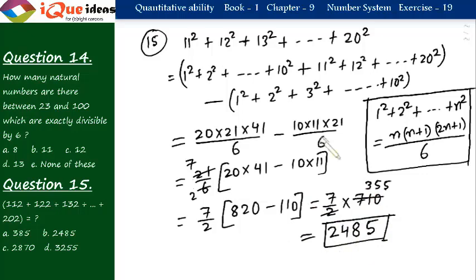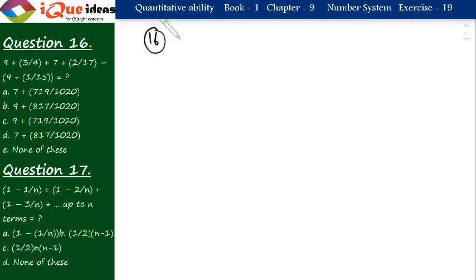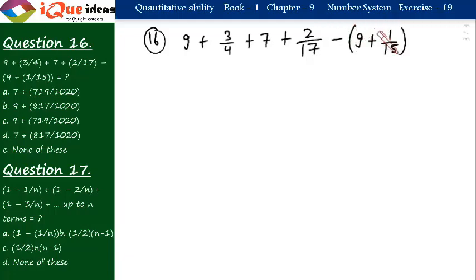Alright, now let's take up the next question, question number 16. It says 9 plus 3 by 4 plus 7 plus 2 by 17 minus, now be careful, it is 9 plus 1 by 15 and the whole thing is in bracket. Right? Now let's see. This 9 and this minus 9 will get cancelled. We will have 3 by 4 plus 2 by 17 minus 1 by 15 plus 7.